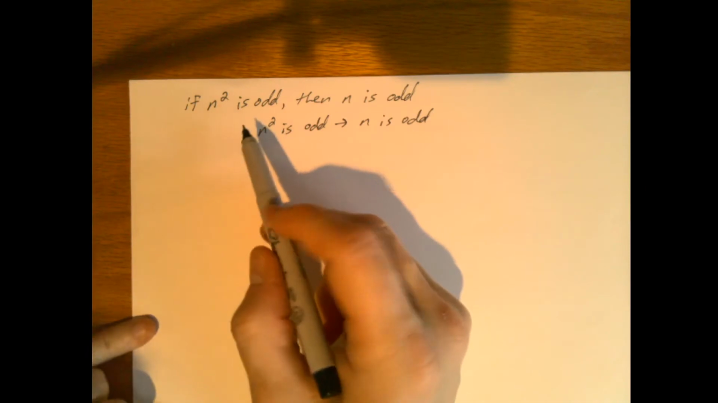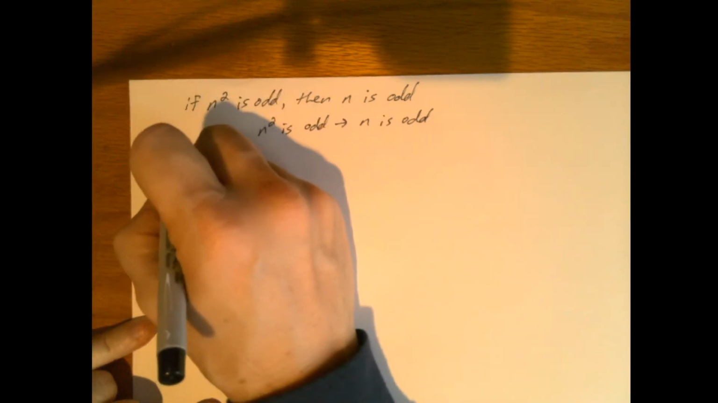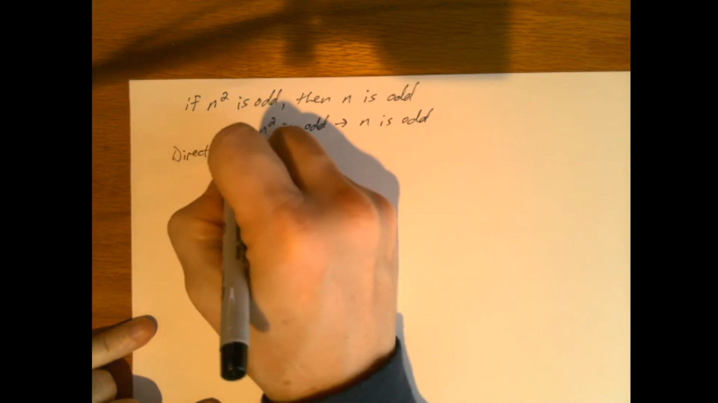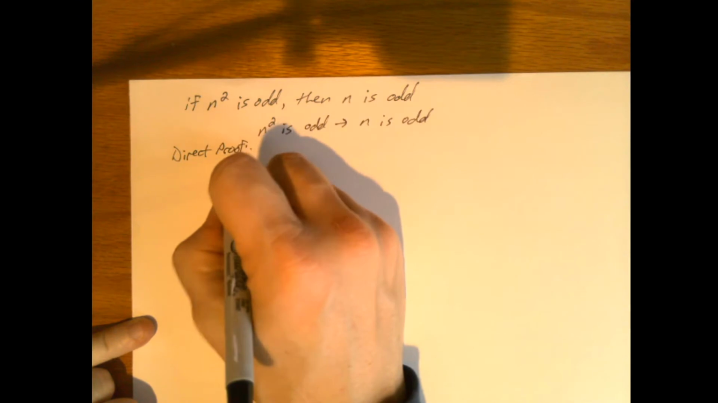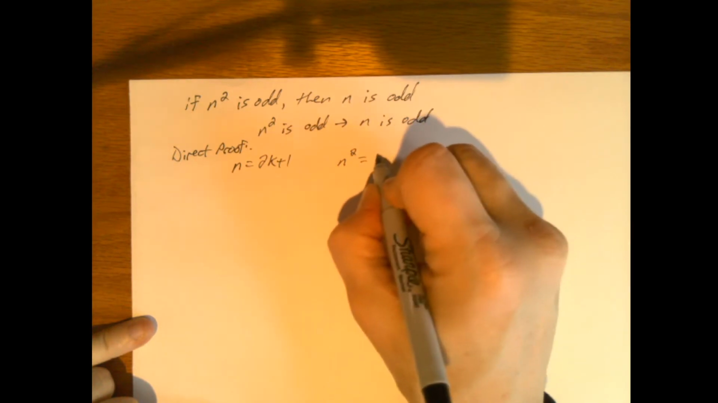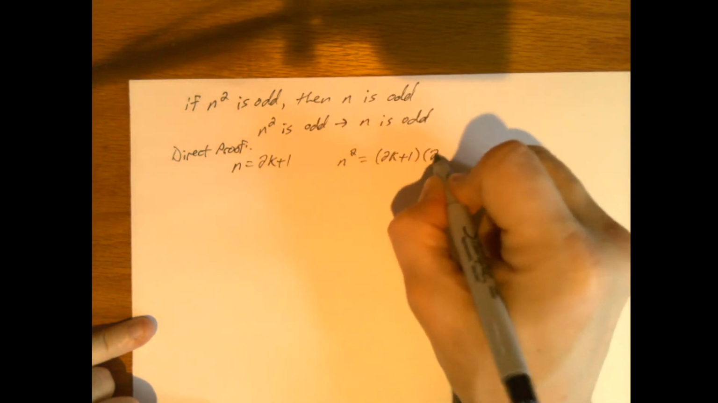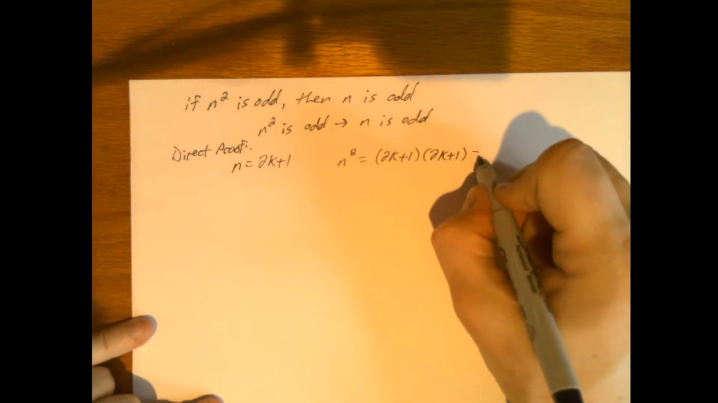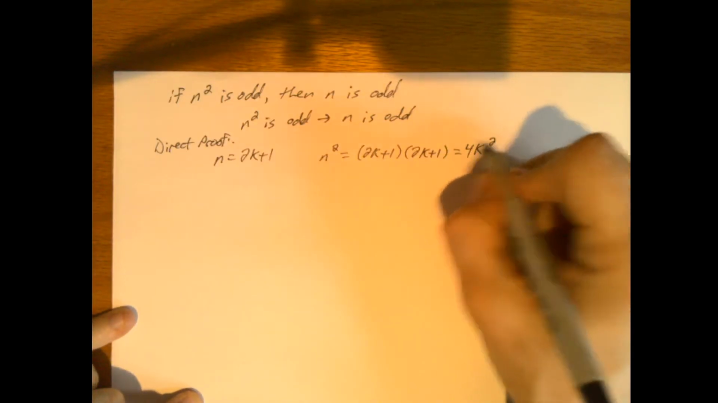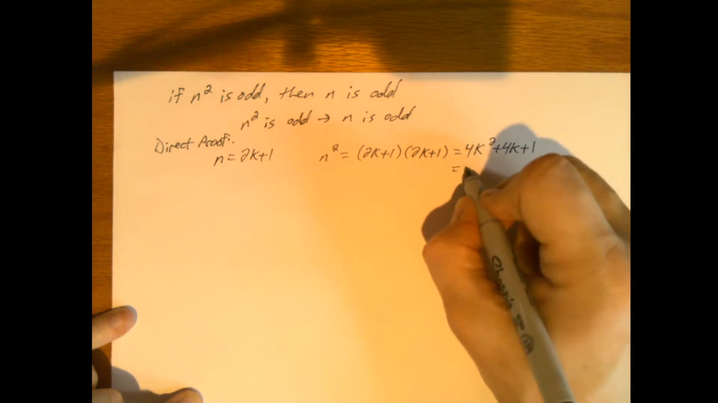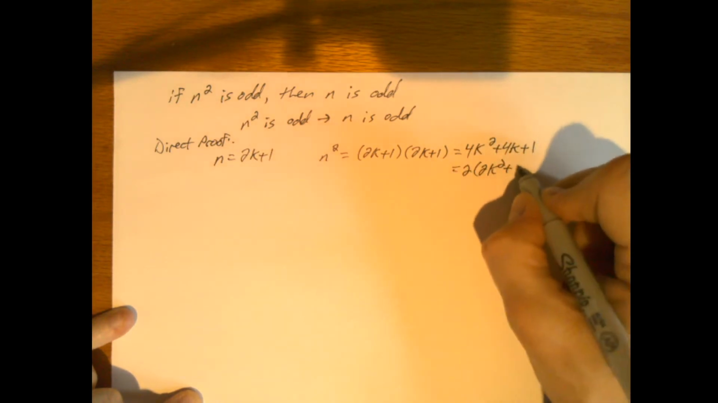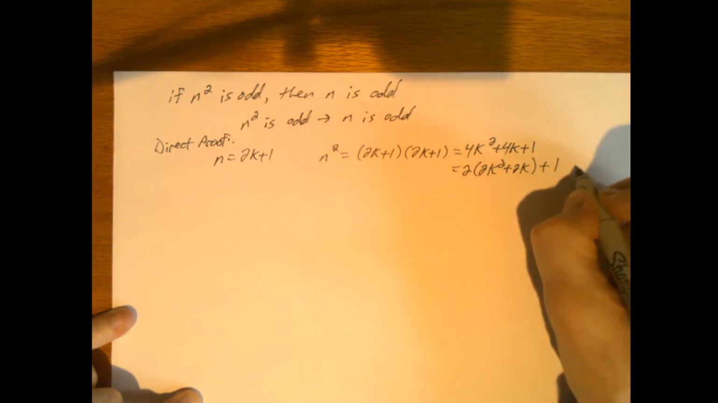Now I may look at this and think, well, I'm going to perform a direct proof. Okay? And so when I'm thinking direct proof, I may look at this and say, well, I know what n is if n is odd, so I'll do something like this. I say, okay, if n is odd, I can write it as n is equal to 2k plus 1, which means that n squared is equal to 2k plus 1 times 2k plus 1, which is equal to 4k squared plus 4k plus 1, which is equal to 2 times 2k squared plus 2k, plus 1, which is odd.